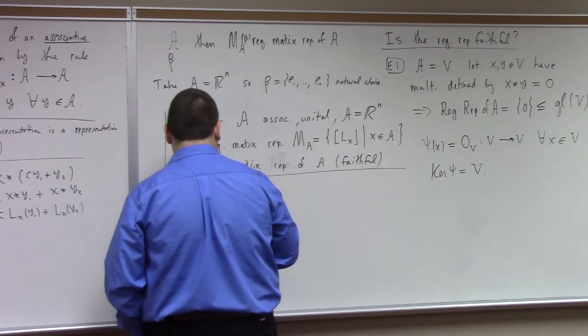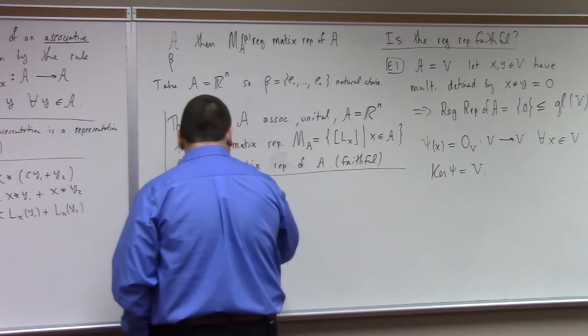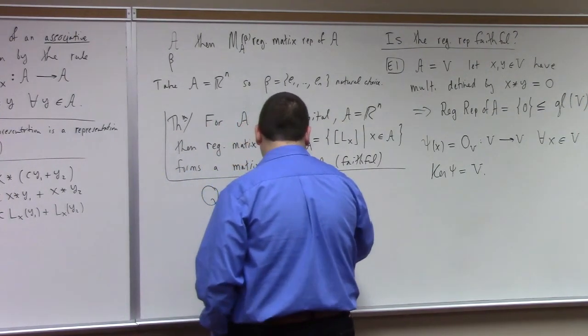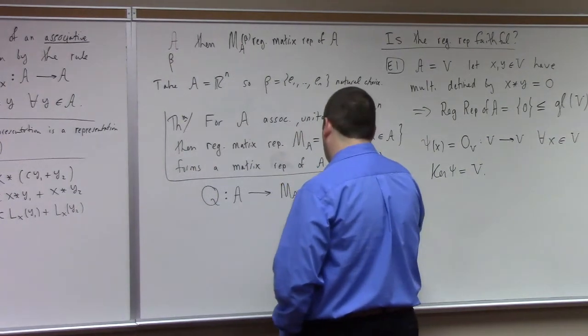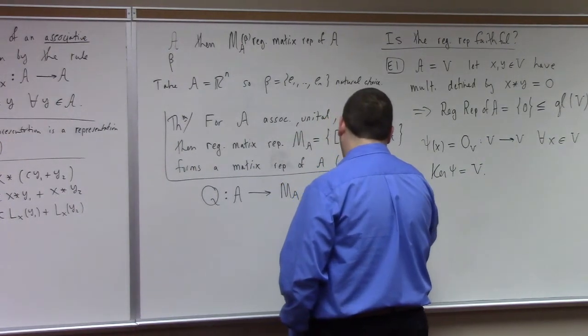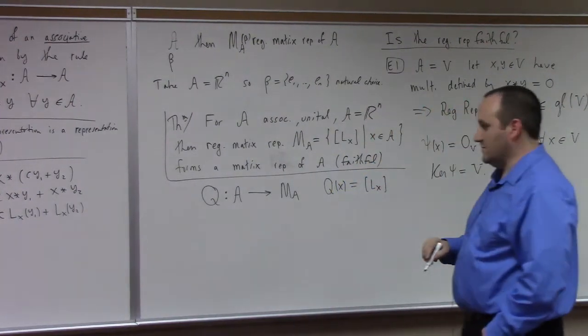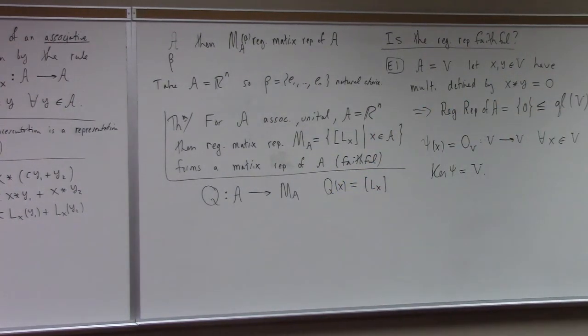Okay, I'll use Q. Q goes from A to MA by Q of X is equal to the matrix of L of X, okay? That is the representation, the actual homomorphism. So to show it's a representation, we need to show that's linear, right?